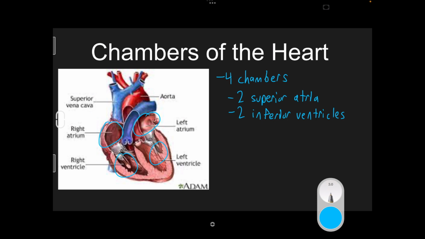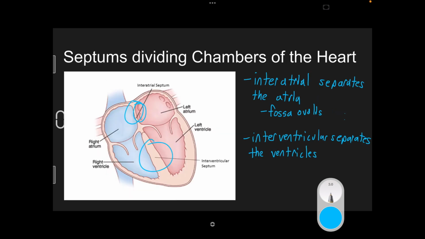So firstly, there's four chambers of the heart: two superior atria and two inferior ventricles. As you see, right atrium here, left atrium here, right ventricle here, left ventricle there. Alright, so the heart is divided right and left by the interatrial septum on top and the interventricular septum on bottom. The interatrial septum separates the atria, and the interventricular septum separates the ventricles.